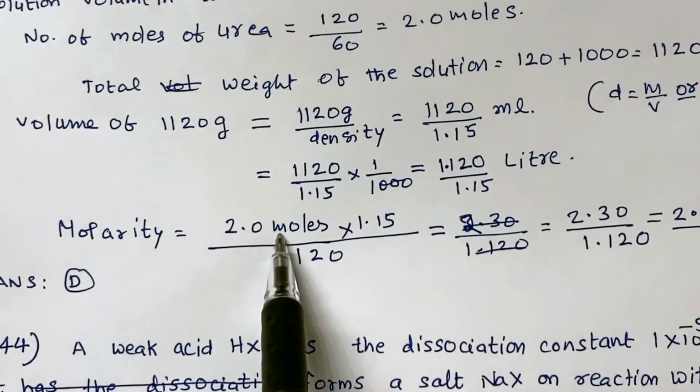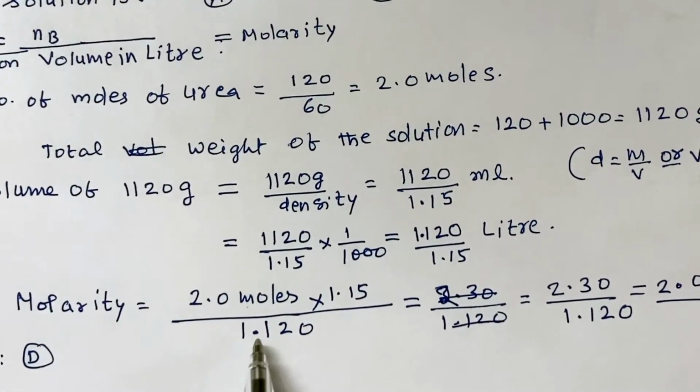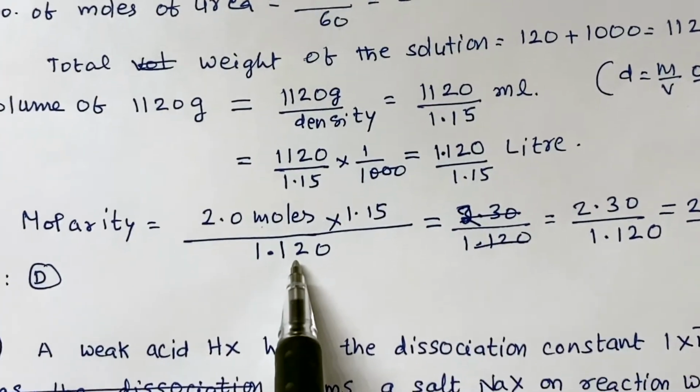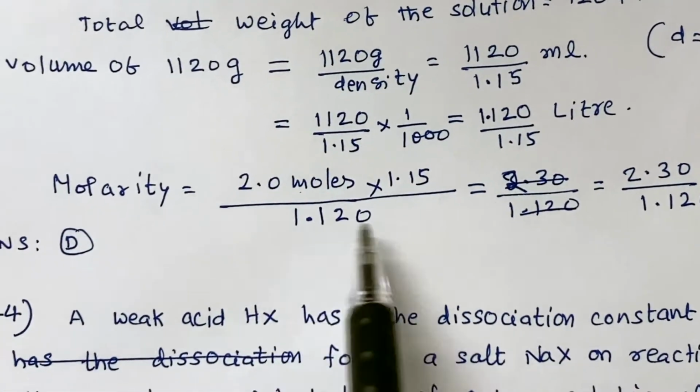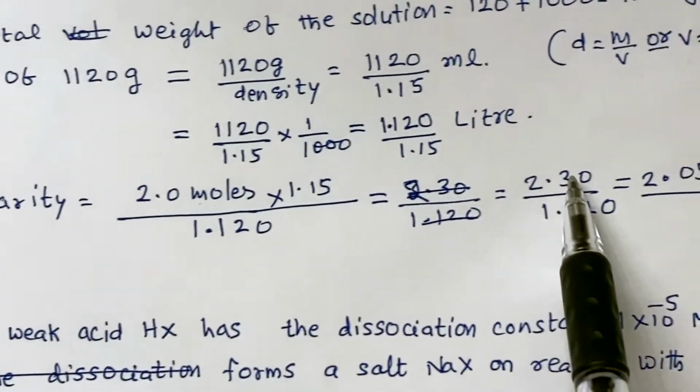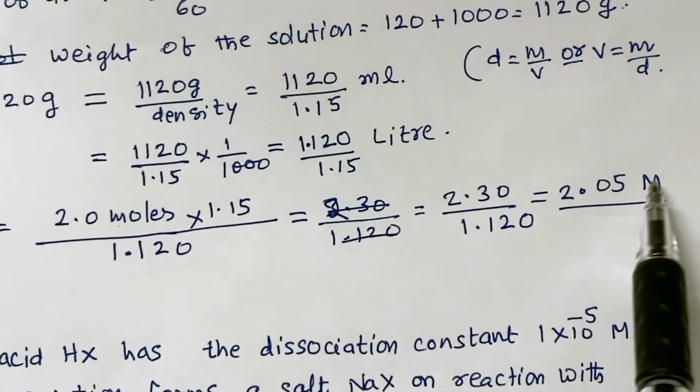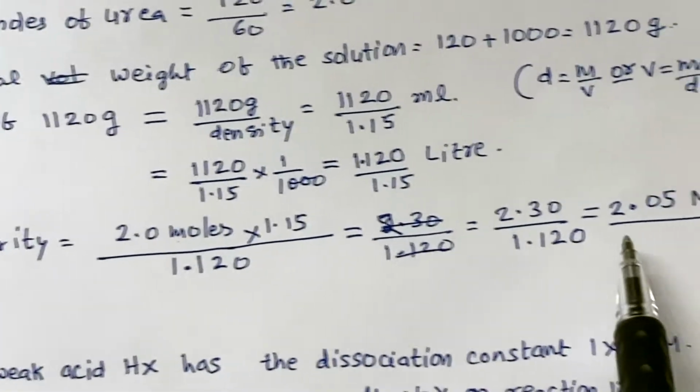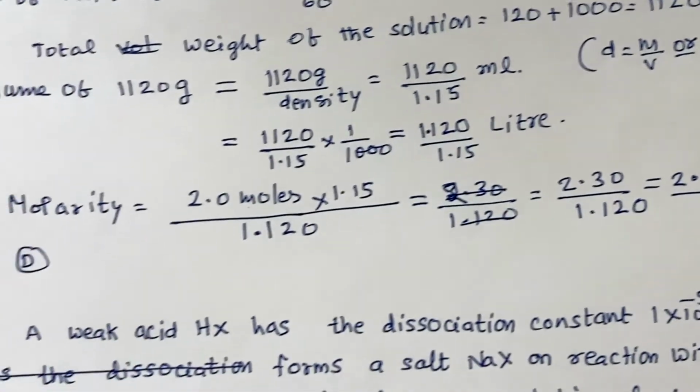Molarity is equal to 2 moles into 1.15 divided by 1.120. So volume we have to do it up. So 2.3 by 1.1 is coming, 2.05 is coming. So answer D is the correct.